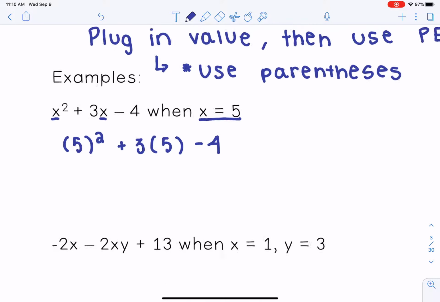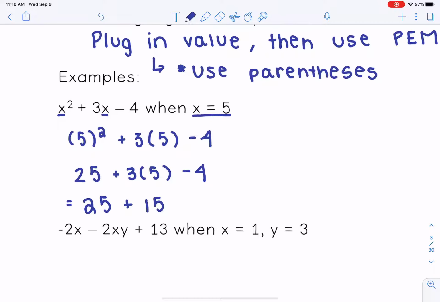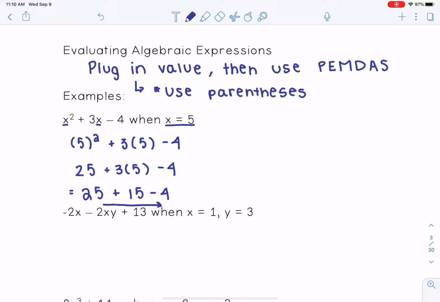Now I'm going to go through my checklist. All right, so parentheses, everything's simplified inside of there. Exponents, 5 squared is 25 plus 3 times 5 minus 4. Next up is multiplication and division. So I see the 3 times 5 in there. So I'm going to rewrite this as 25 plus 15 minus 4. Last up is addition and subtraction. So I'm going to do this left to right. So first, 25 plus 15 is going to give us 40. And then we have minus 4. So that gives us a 36.